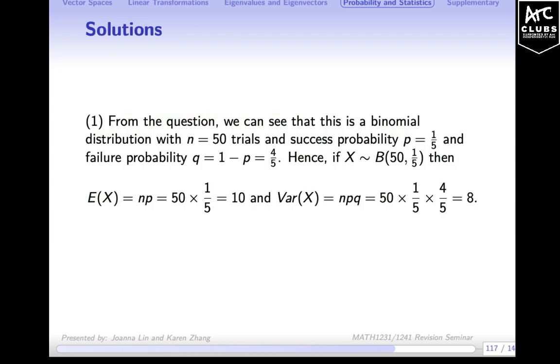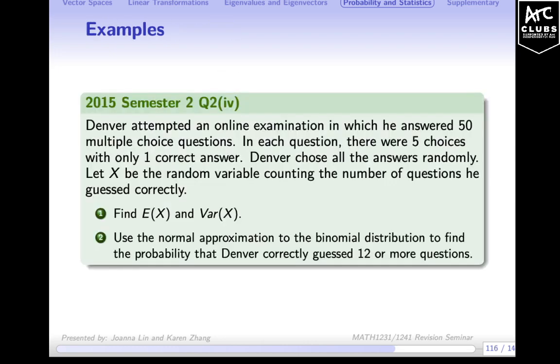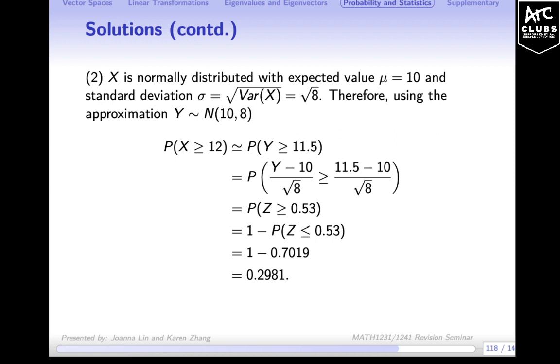Okay, so for question 2, it says use a normal approximation to the binomial distribution to find the probability that Denver correctly guessed 12 questions or more. So we want the probability of X being greater than or equal to 12, right? And this is where we use our continuity correction.